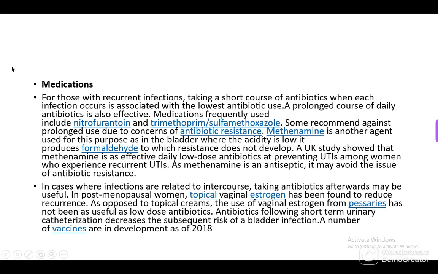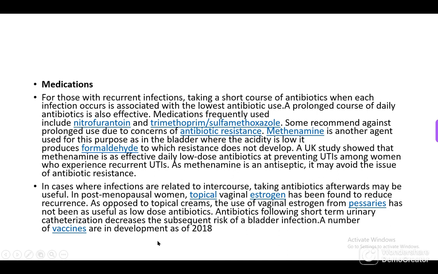Medication and prophylaxis for repeated infections: nitrofurantoin, the sulfamethoxazole-trimethoprim combination, methenamine. Methenamine is an agent used as a urinary antiseptic. It is used in the bladder where the acidity is low. It produces formaldehyde, to which resistance does not develop inside the urinary bladder. That is the way of action of methenamine. You can use it in selected patients as prophylactic therapy.